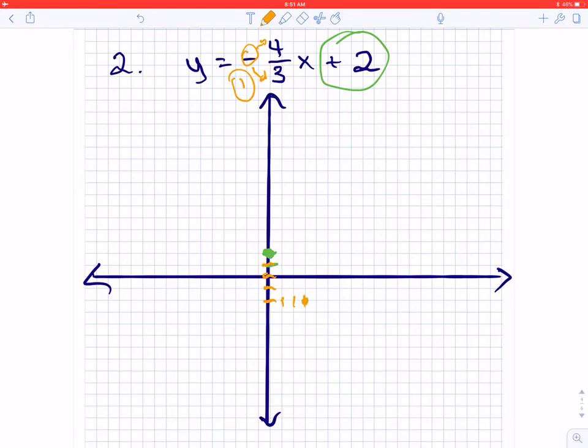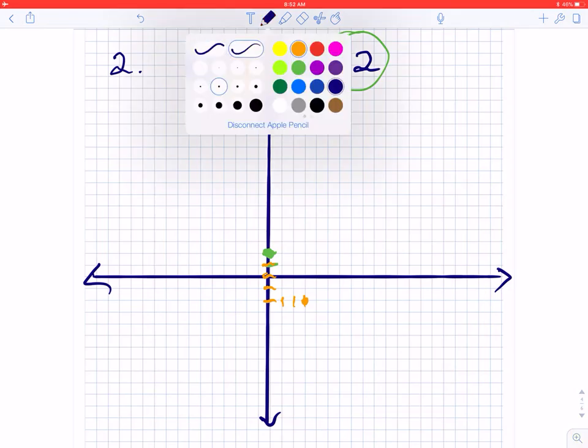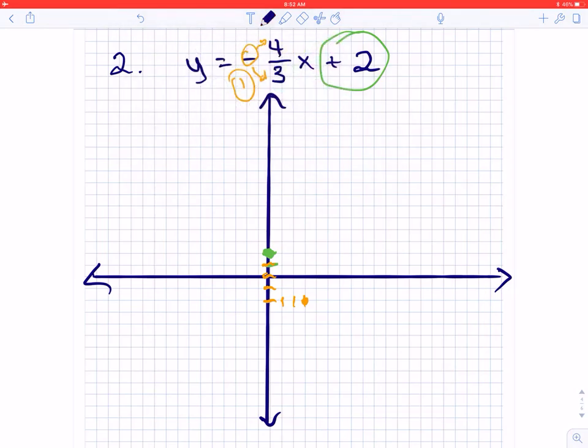Now I take my ruler, and I want to make sure I'm matching up on the corners. So where the lines make a corner on my graph paper, I go past my points, draw arrows, and here's my slope triangle.